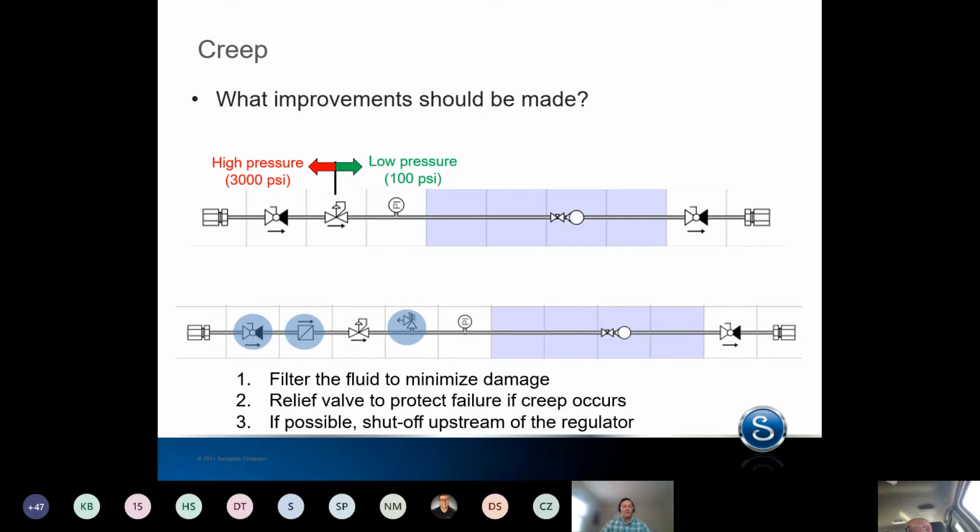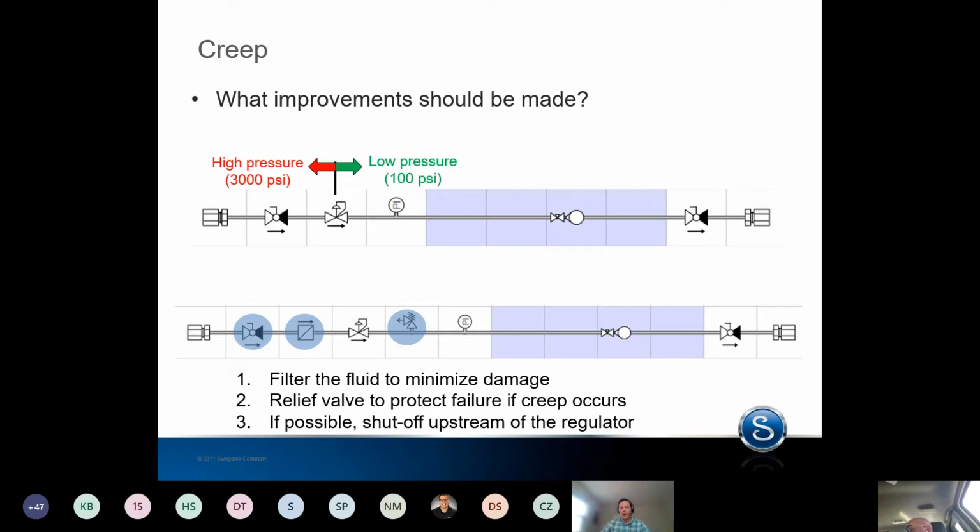Next is adding relief valves. So just downstream of the regulator, it's always a best practice to add a relief valve so you're protecting that system. And we see many people doing this, right? So it's very common. It's absolutely required in some instances too.